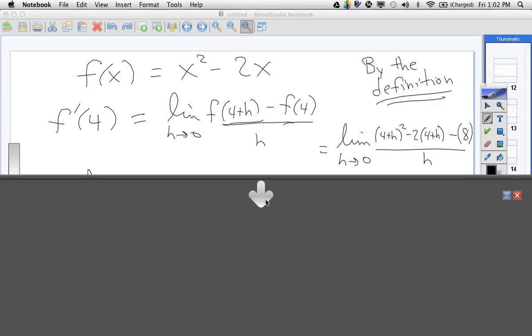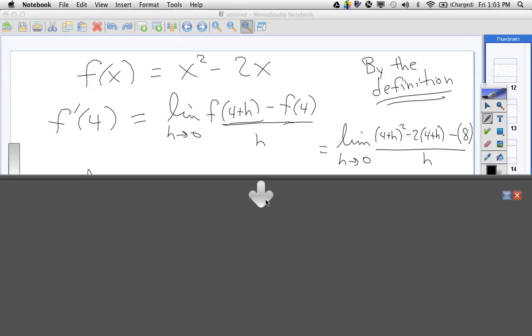By the definition. Now, if we want to do the shortcut, and I'm not going to use the word shortcut either, what would we say? What's the shortcut called? The power rule, right? For a problem like this, the shortcut would be the power rule. What would be the derivative by the power rule? 2x minus 2, right? But then you want f prime of 4, so you put a 4 into 2x minus 2, you get 6. 8 minus 2 is 6.